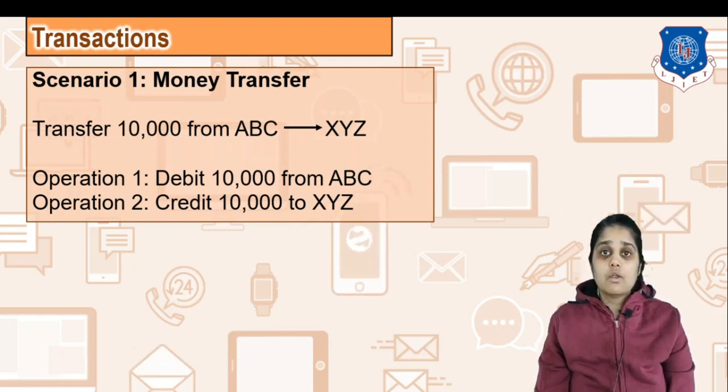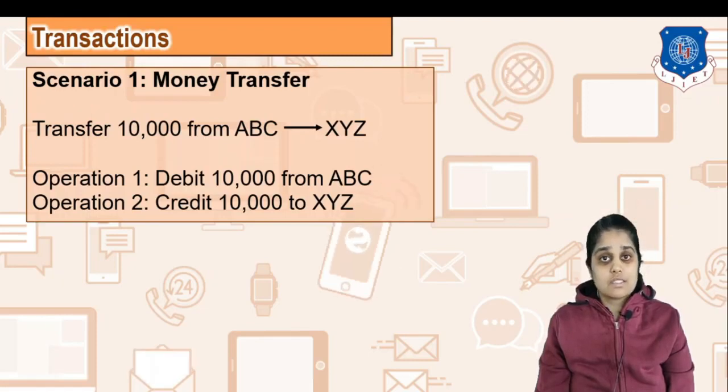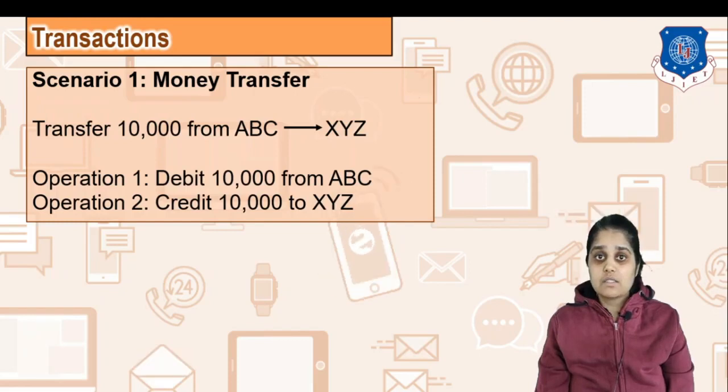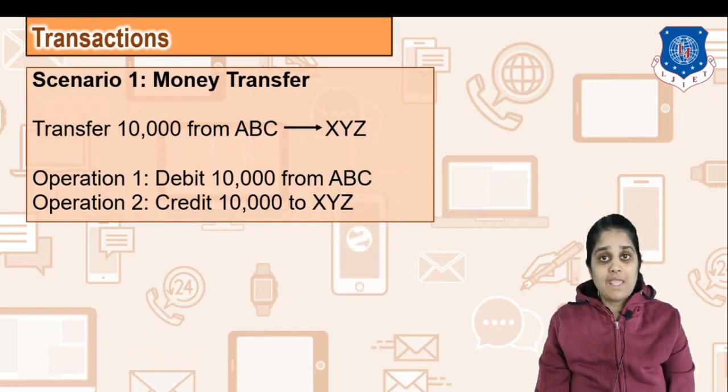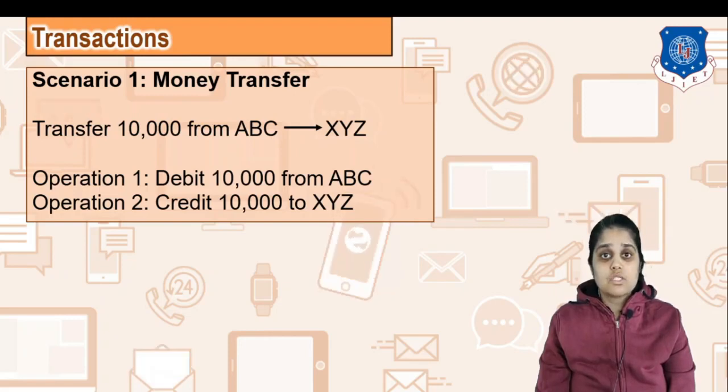During this money transfer, there are a total of two sub-operations taking place. The first operation is debiting 10,000 from ABC's account, and the second sub-operation is crediting those 10,000 into the account of XYZ. So during this whole phase, these two operations are taking place.